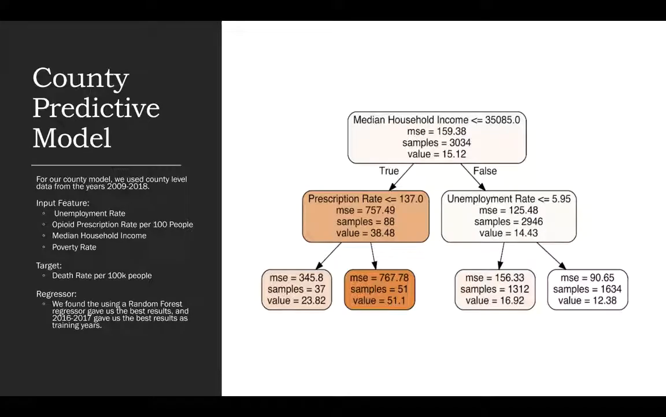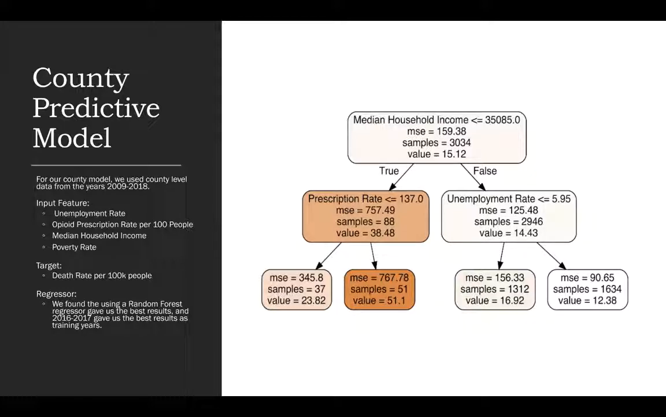So for our county model, we used county level data from the years 2009 to 2018. For our input features, we used unemployment rate, median household income, poverty rate, and opioid prescription rate per 100 people. Our target was the death rate per 100,000 people, for which we wanted to make predictions for 2018. And we used the years 2009 to 2017 as our training data. And in case you're wondering, 2018 was the latest information available, so we couldn't make predictions past this year.